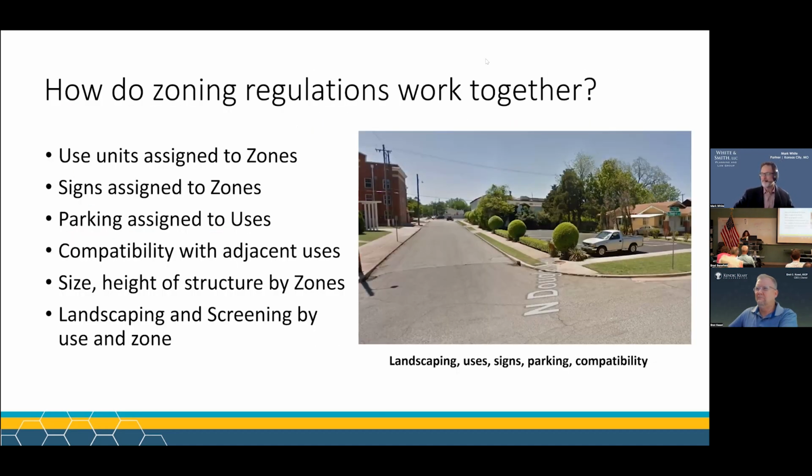In our code now, besides use units and bulk regulations and base zones, we have parking regulations, we have landscape regulations, and we have compatibility with adjacent uses. Like if you had an office next to a home, you'd want screening. So on a lot, this is how all this stuff fits together. And that's sort of why we have zoning, to make sure that everyone's safe. And that's how all the different types of things work together right now.